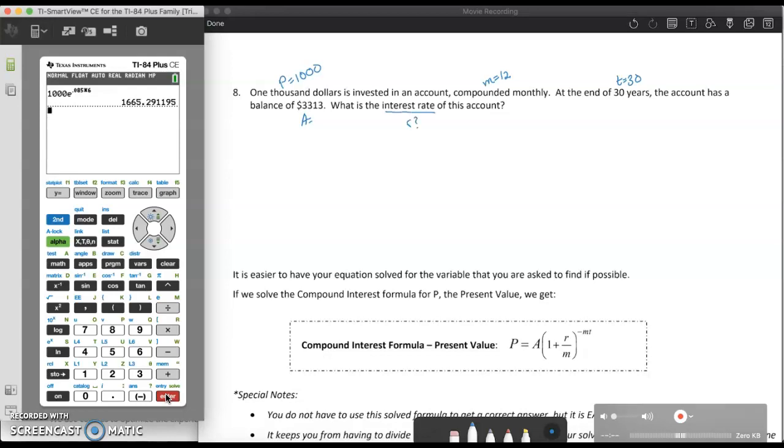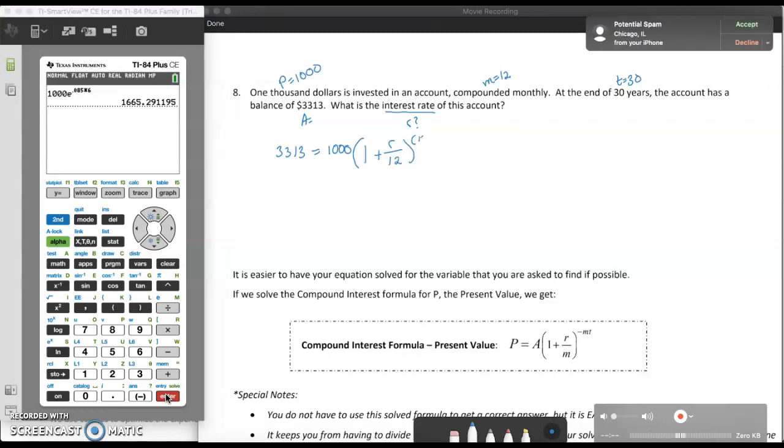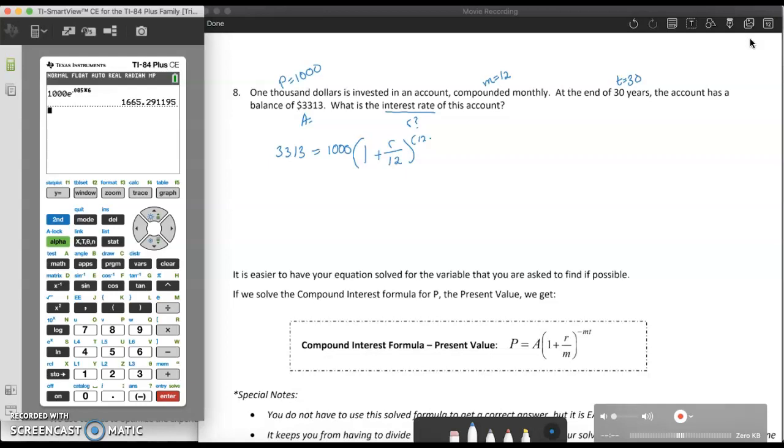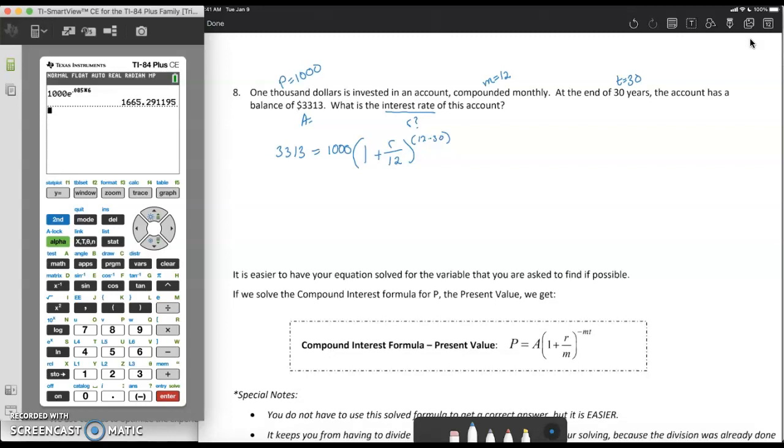So what's the r? Okay, so if I set my equation up here, then it would be that 3313 equals P, which is 1,000, times 1 plus the rate, which we don't know, over compounding 12 times, to the 12 times 30 in the exponent. Okay, 12 times 30 is 360. I'm going to remind myself of that because that's going to make this a lot easier.